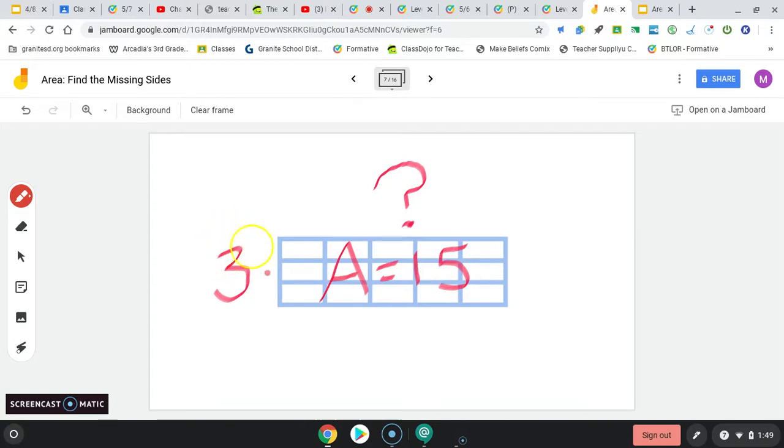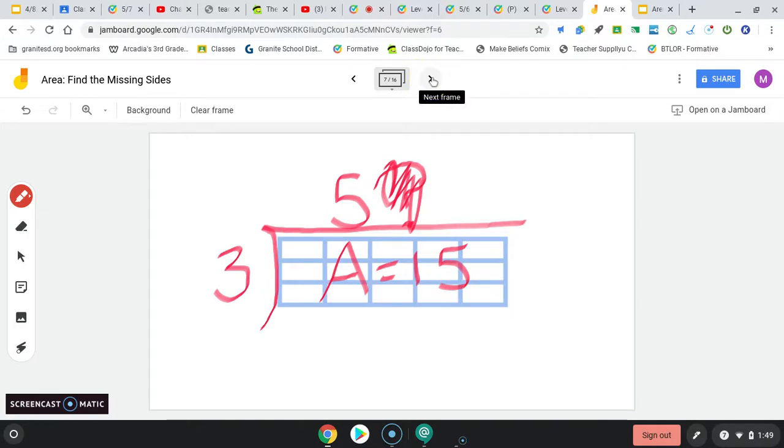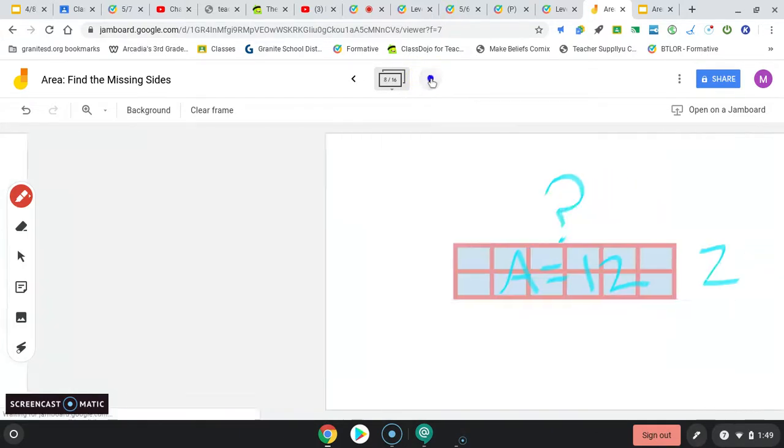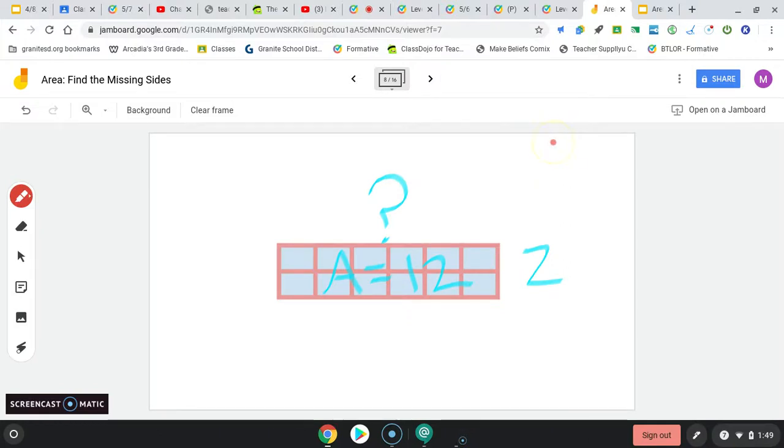Okay, we're going to give you one side, and you need to calculate the other one. Okay, so an array with 3 rows, there would be 1, 2, 3, 4, 5 columns. Okay, so your missing side would be 5. And also I want you to notice that 3 times 5 would be 15. And also, let's think about it in terms of division. 15 divided by 3 would equal 5. Okay, so you can use your multiplication and division skills to answer all these problems.